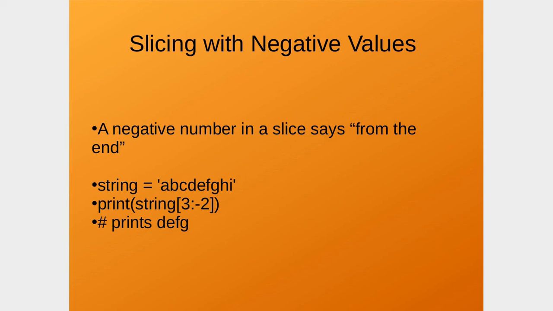Slicing with negative values. You can also slice with a negative value which says start from the end of the string. So string[3:-2] says give the 0, 1, 2, 3 character through the, well, not second to last, the third from last character when it's minus 2.